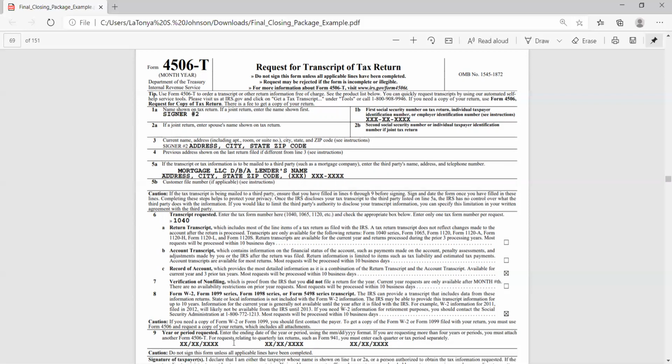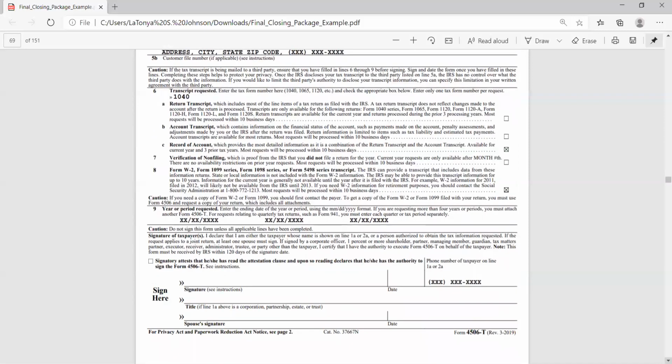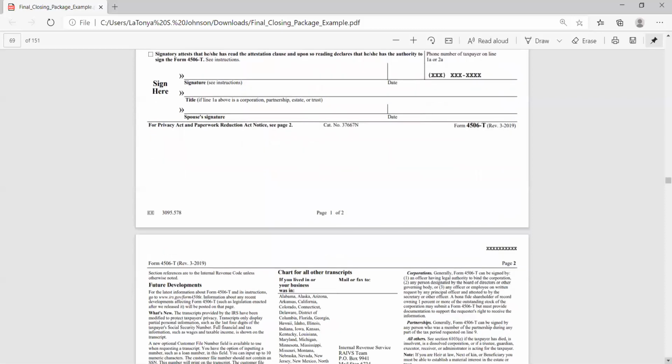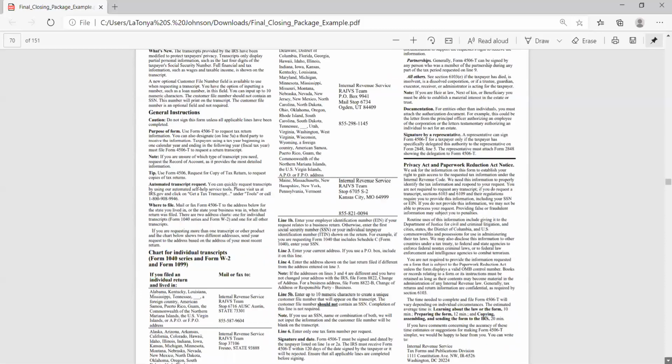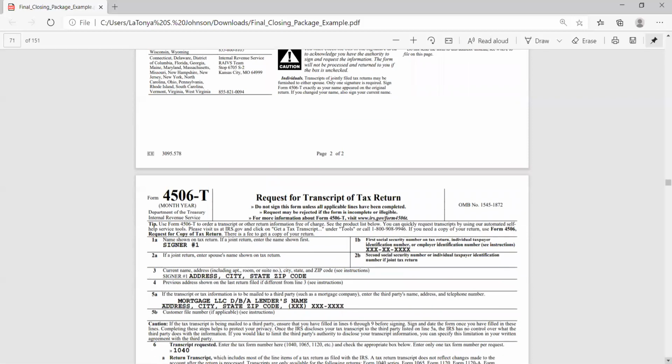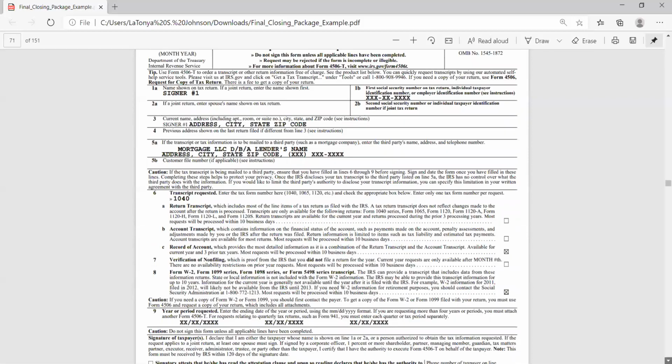They don't fill in this part. They don't necessarily fill in this part, but they do have to sign here. The signature of the individual and their spouse, if they are filing as husband and wife. Same thing here.